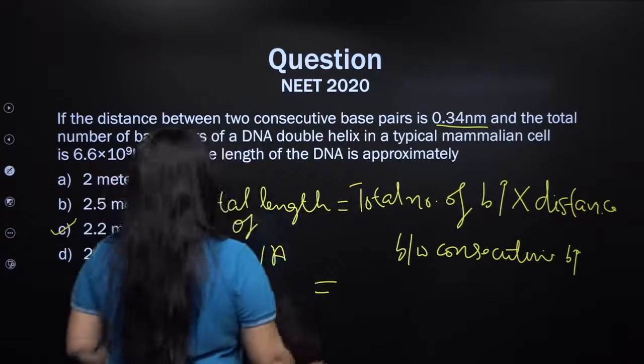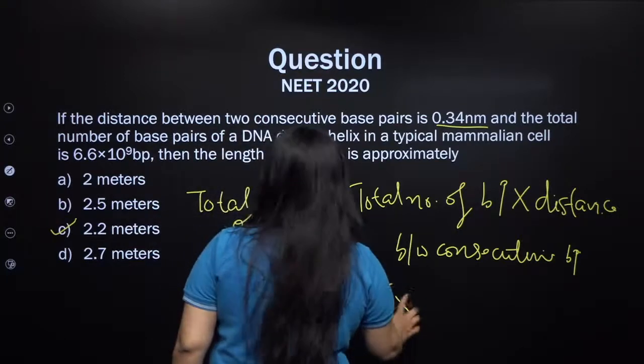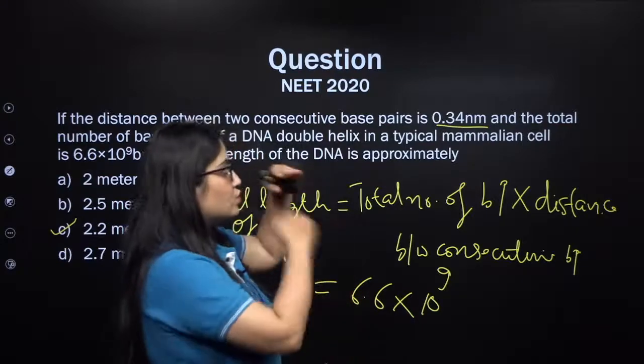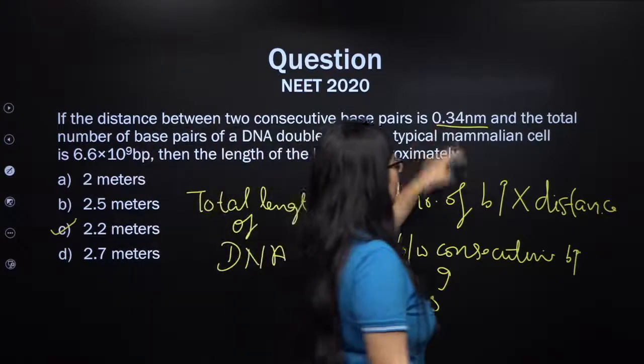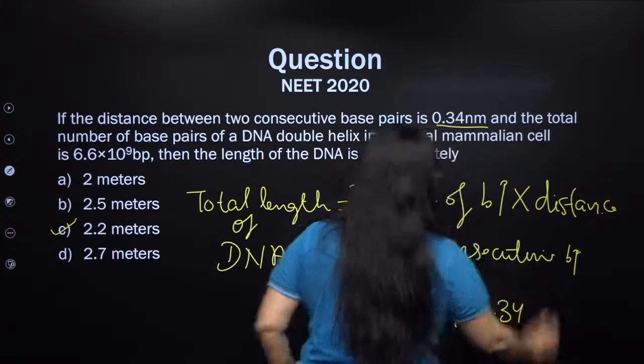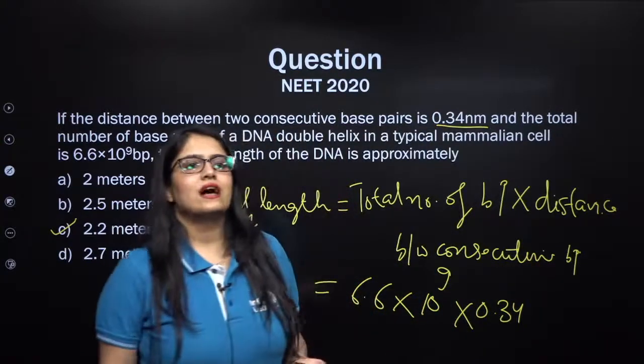According to this, what is the total number of base pairs? 6.6 into 10 raised to the power 9. And what is the distance between 2 consecutive base pairs? It is 0.34, so into 0.34 nanometer. But if you multiply it directly, you will get the answer.